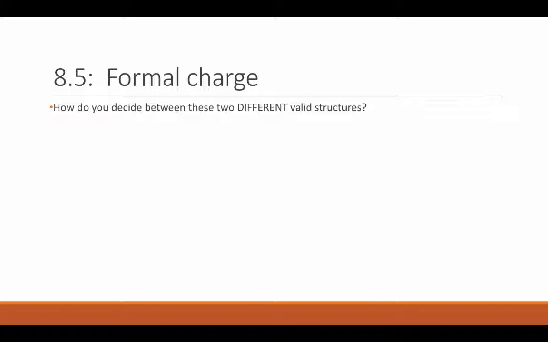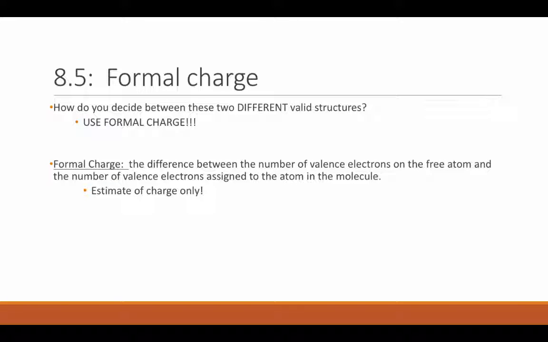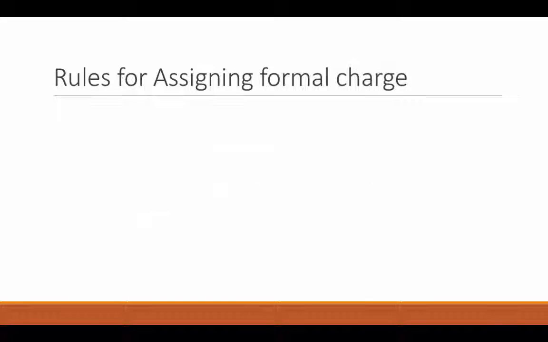So, how do we decide between these two different but valid Lewis structures? For this, we need formal charge. Formal charge is the difference between the number of valence electrons on the free atom and the number of valence electrons assigned to the atom in the molecule. Note that this is an estimate of charge only, however, it's useful in helping us decide between Lewis structures. The rules for assigning formal charge may sound complicated, I'll lay them out here, but once we put them into practice, you'll see that they're quite simple.